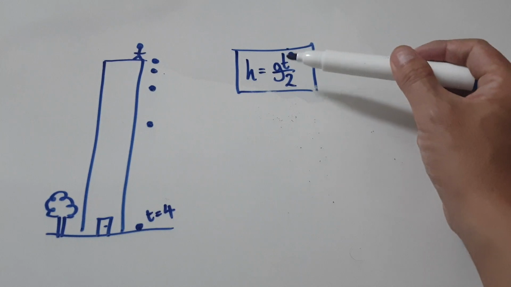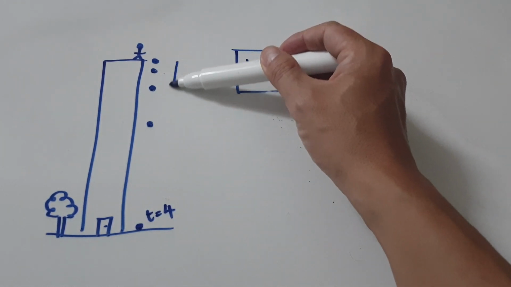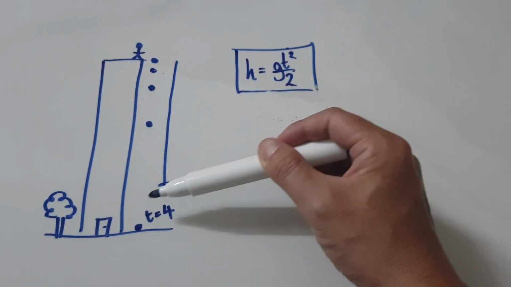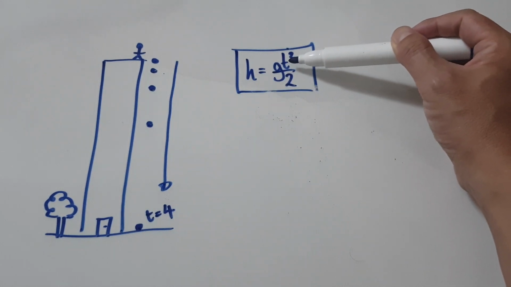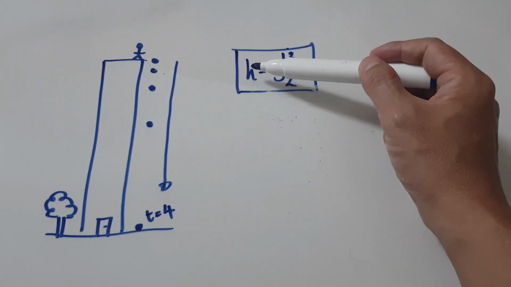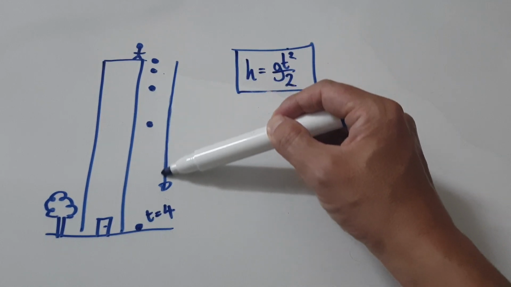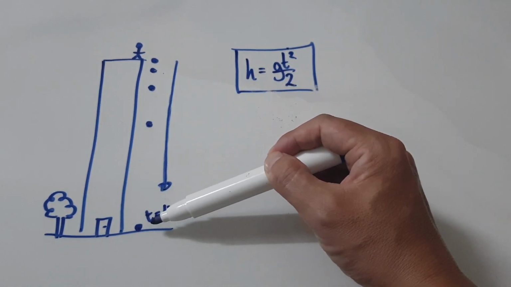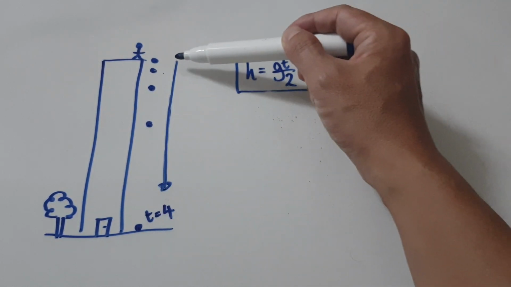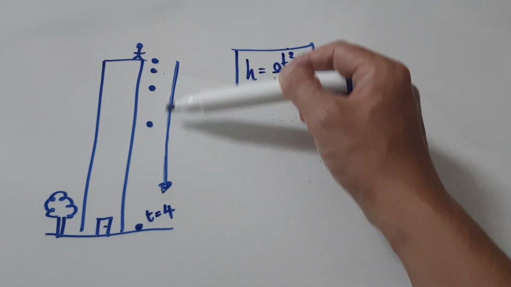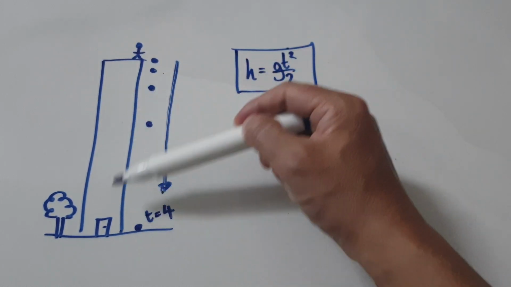There's a formula in physics that allows you to work out the distance traveled after a certain amount of time, after a certain amount of time t. So h is the distance traveled. It hits the ground when time equals 4, so you can work out this distance traveled. This distance traveled happens to be the height of the building as well.